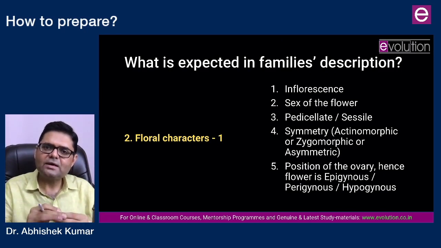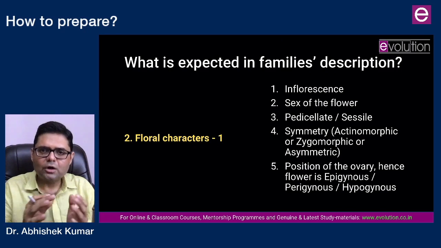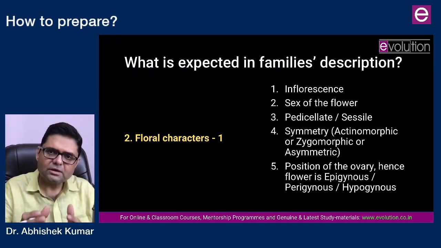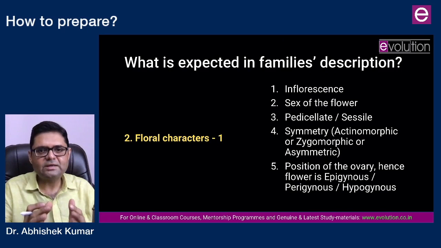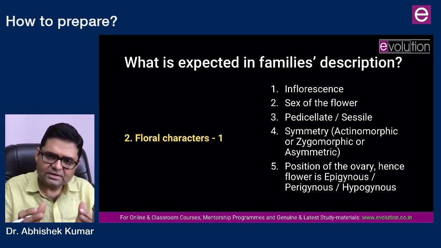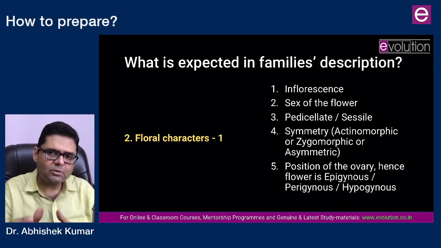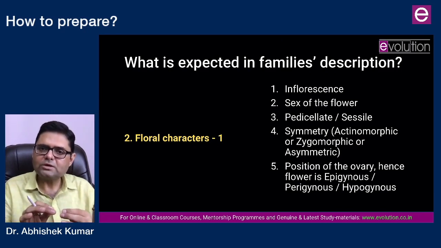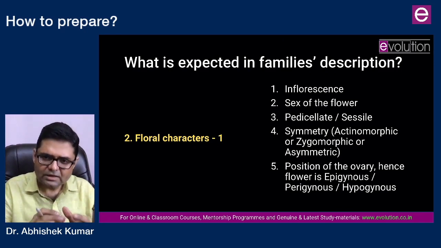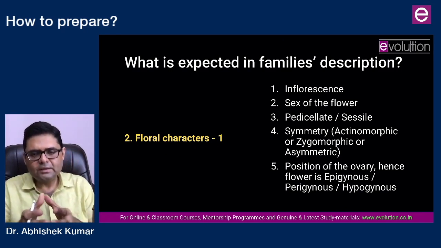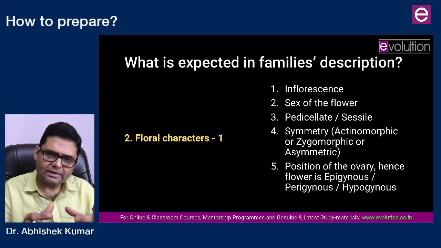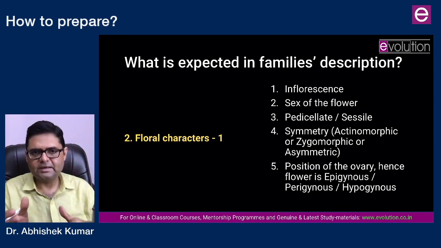Then, does the flower have a stalk or not? If the flower has a stalk, it is called pedicellate. If it does not have a stalk, it is called sessile. Then, what is the symmetry of the flower? It can be actinomorphic, zygomorphic, or sometimes asymmetrical. After that, what is the position of the ovary? Does the position of the ovary make the flower epigynous, hypogynous or perigynous? So that you have to do.